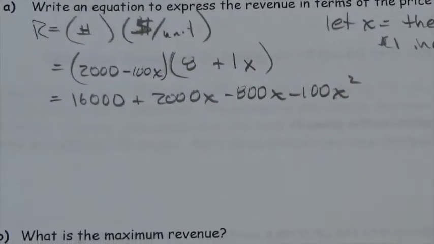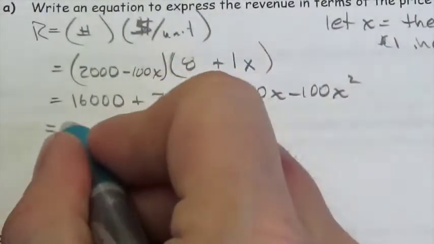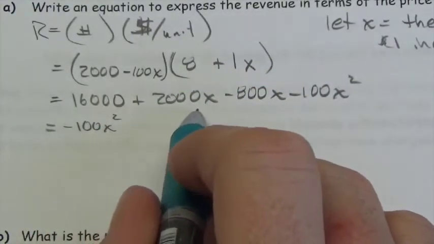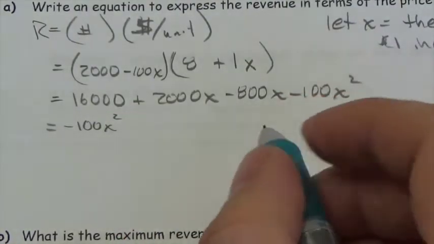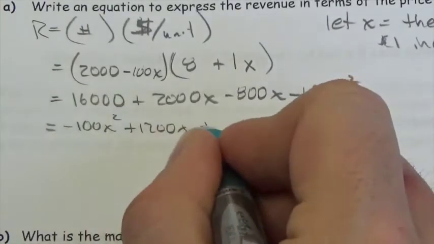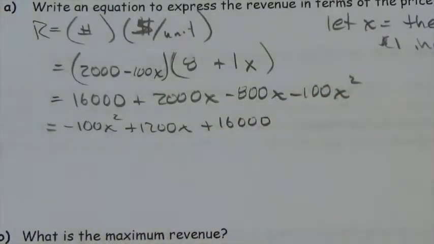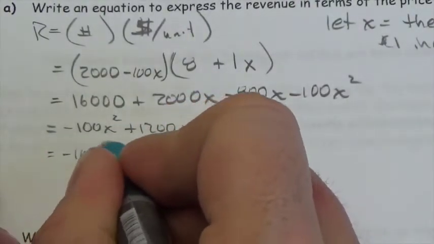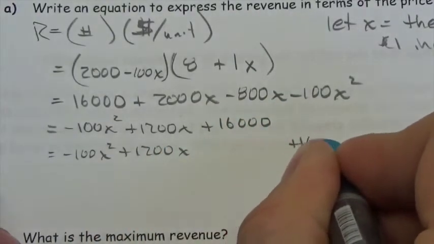Now, I'm not particularly fond of the way that's written, so I'm going to rearrange this a little bit. Put the negative 100x squared up front. What do we got here? 2,000 minus 800, that's going to be your positive 1,200x, and then I'm going to move that 16,000 to the back. Now I'll complete the square. First thing I'm going to do is move that 16,000 out of the way.